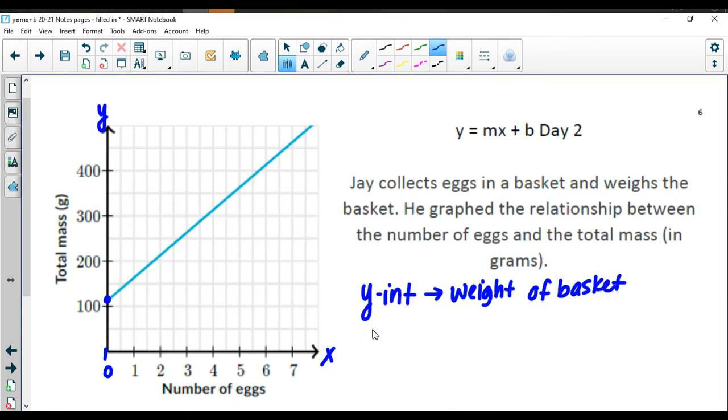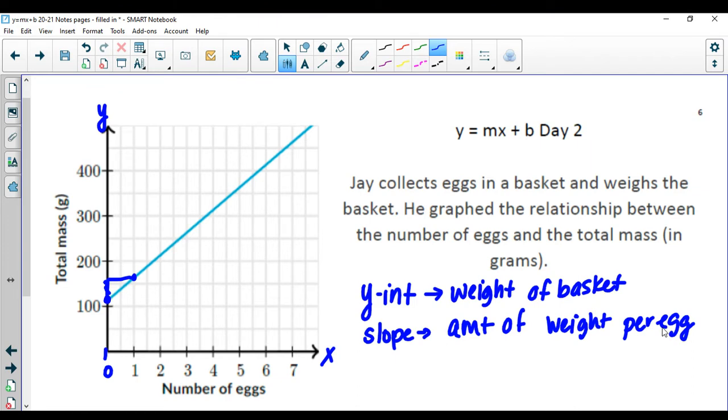The other thing that we can talk about is our slope here. And the slope, if you look, we can actually try and pick a couple points here. We can just kind of look at them. We go from here with 0 eggs up to here with only 1 egg. So when we're talking about the slope, if we go from this point where we have 0 eggs to this point here at 1 egg, that difference in our y value, that rise, is actually going to represent our slope. So that slope is going to be the amount of weight per egg that he puts into his basket.